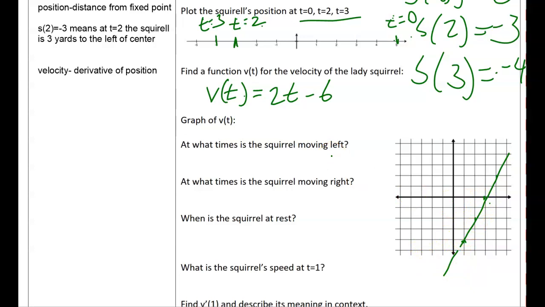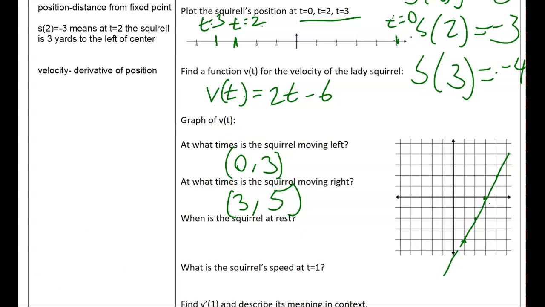And then here is the interpretation. Times that the squirrel is moving left and right. Well, I'm going to give you those, and you see if you can figure out why I picked these values. So the squirrel is moving left from 0 to 3, and the squirrel is moving right from 3 to 5.